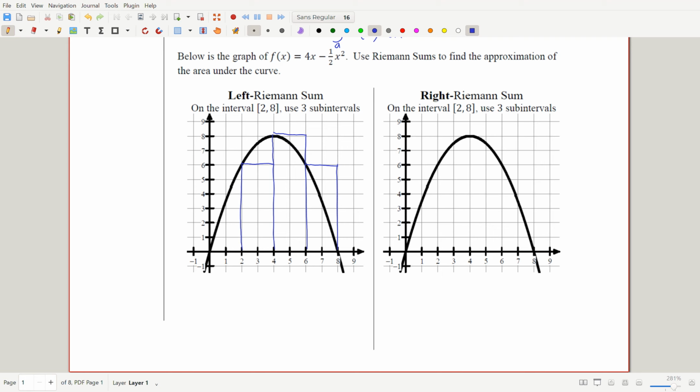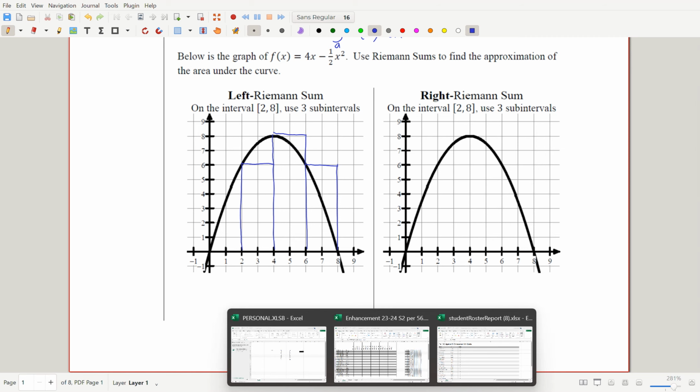So again, we're just finding areas of rectangles. Finding the area under a curve is hard. We don't learn how to do it until 12th grade calculus. Finding the area of a rectangle is easy. We probably learned it in elementary school at some point.